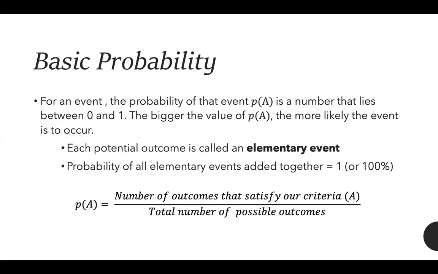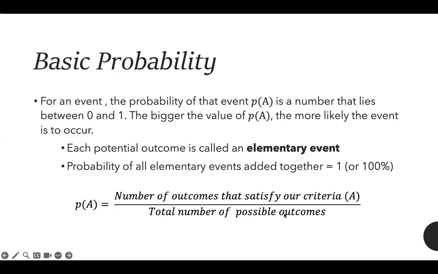So we're going to call each of these outcomes an elementary event. Getting heads would be an elementary event in that case. And what we're going to use is the formula: the probability of A equals the number of all the outcomes that satisfy our criteria for A. So if A is heads, then I have two outcomes possible when I flip that coin, and so I would have 2 as my numerator on the top of the equation.